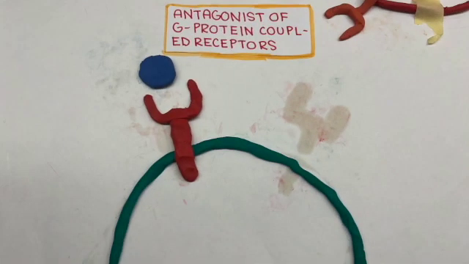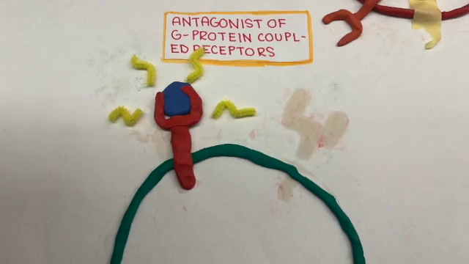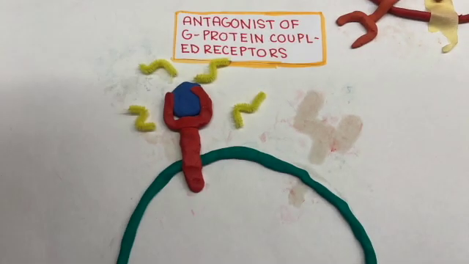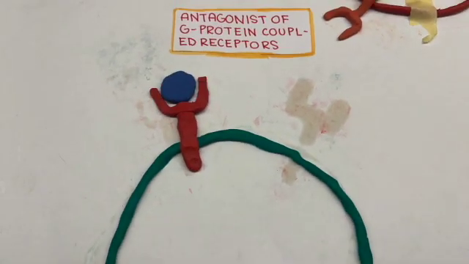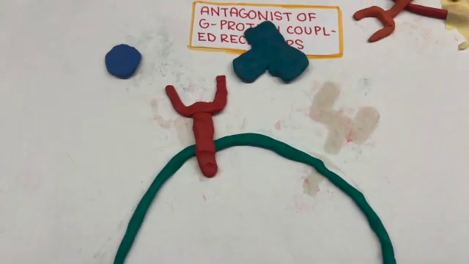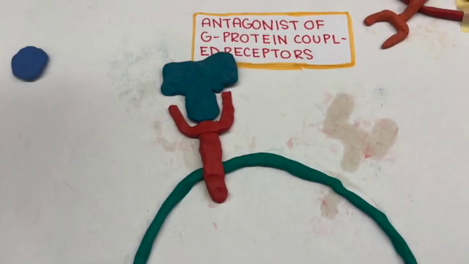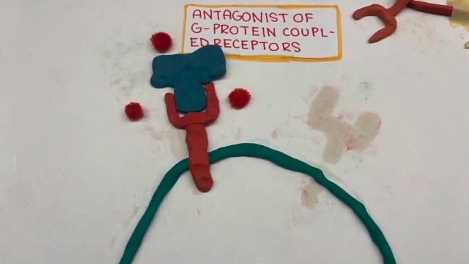Now we're going to be talking about antagonists of G protein coupled receptors. Antagonists are any ligand that binds to a receptor and inhibits or stops a response. So in this case, antagonists of the same receptor protein bind to the receptor proteins in such a way that it blocks the ligand binding site but does not actually activate the receptor.